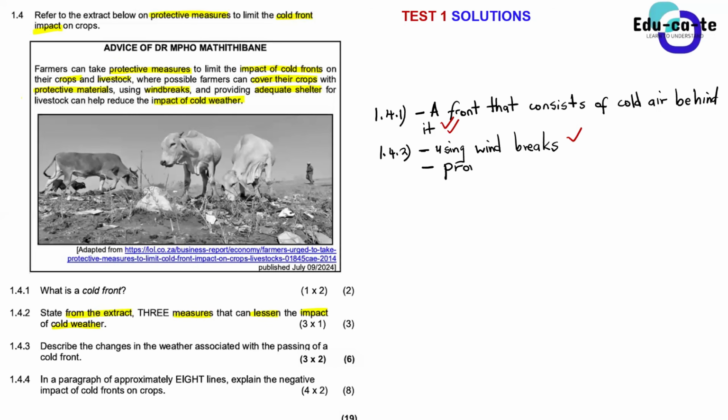So this is providing, you're just taking it from the extract, guys, from the passage that you are given. So this is providing adequate shelter for livestock. We're just stating them, guys, the measures. Don't explain anything, all right? Just stating them. What other measure did Dr.